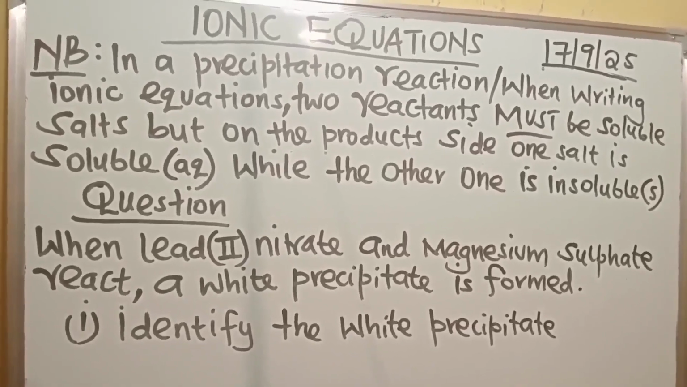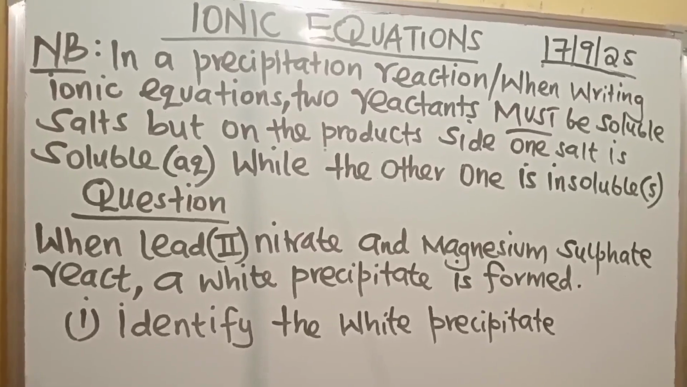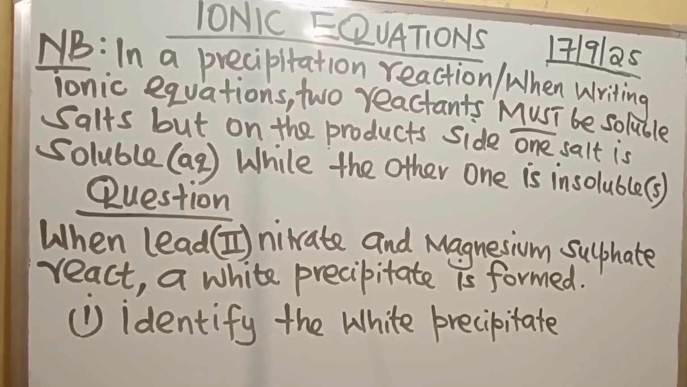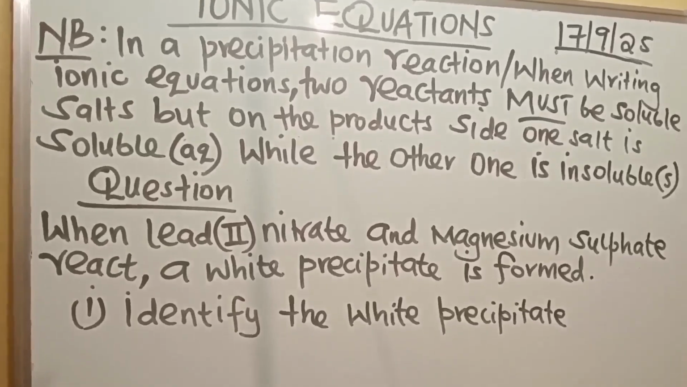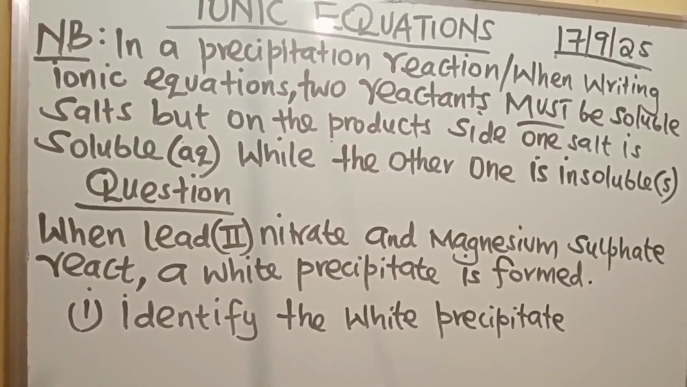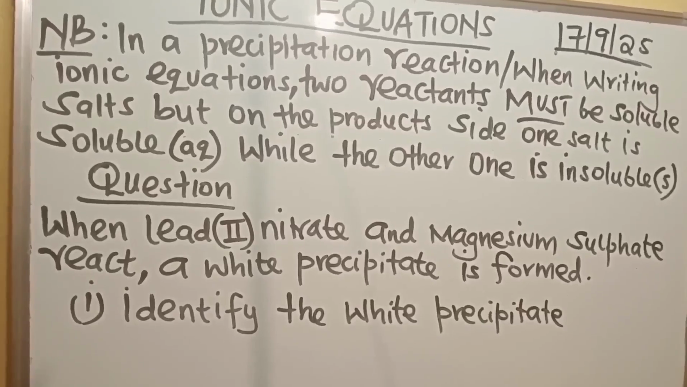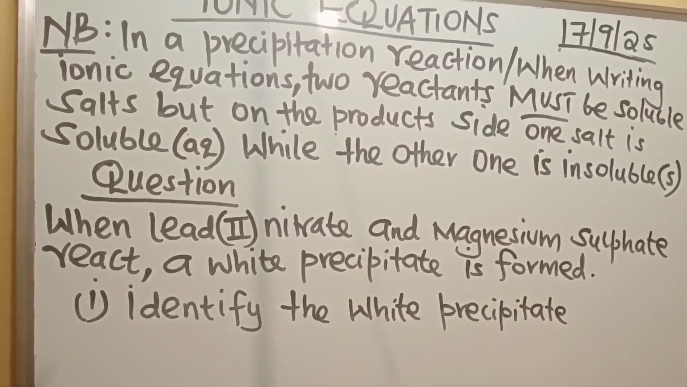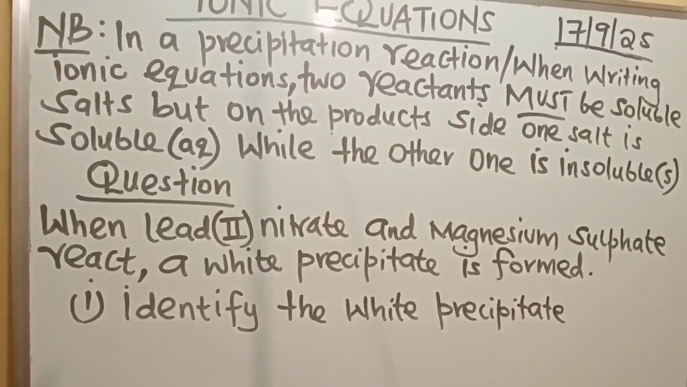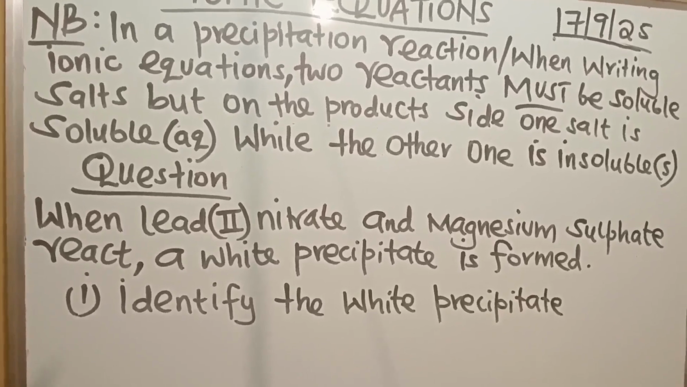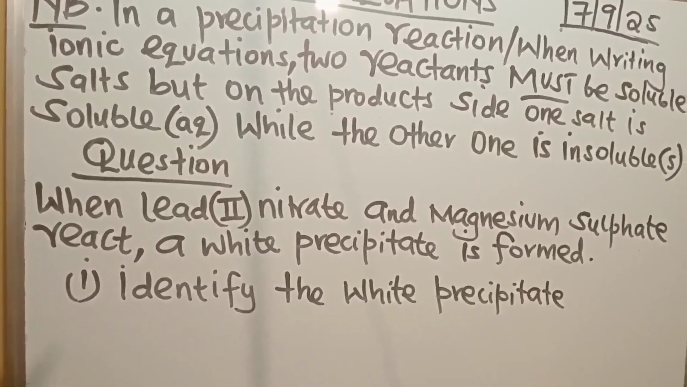Then next we have this question that will be guiding us through the simple steps that we follow when you're writing ionic equations. The question says, when lead 2 nitrate and magnesium sulfate react, a white precipitate is formed. Identify the white precipitate. Remember, for the precipitate, you are being asked among the products, which of them will be in the solid state, or rather which one will be insoluble. So this is how we do it.